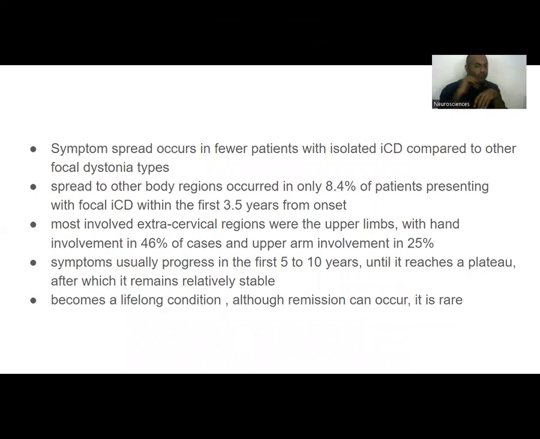So once it starts in the neck, symptom spread can occur in fewer patients. Spread occurs in around 8.4% of patients, that too within the first 3.5 years from the onset. Most commonly the spread is to the upper limbs. Cervical dystonia usually progresses in the first 5 to 10 years, reaches a plateau, after which it becomes a relatively stable, lifelong condition.